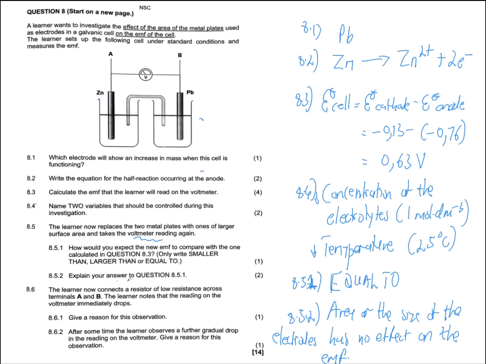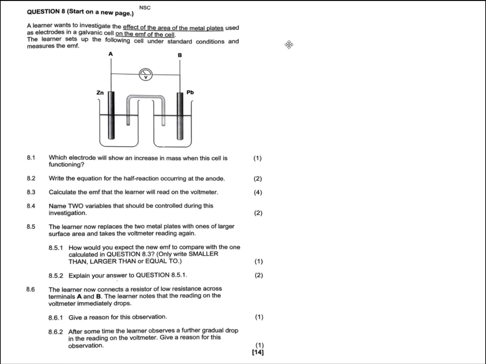Then for 8.6, it says the learner now connects a resistor of low resistance across terminal A and B, right? The learner notes that the reading on the voltmeter immediately drops. Give a reason for this observation. Now, you know from electric circuits that if we connect that, it means the cell on its own has what? So give a reason for this. It might be that the cell has internal resistance. So from grade 12 electric circuits, we know that any battery or cell has internal resistance, and the battery doesn't normally give off all of its EMF, right?